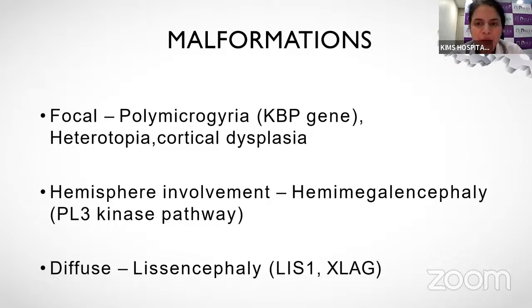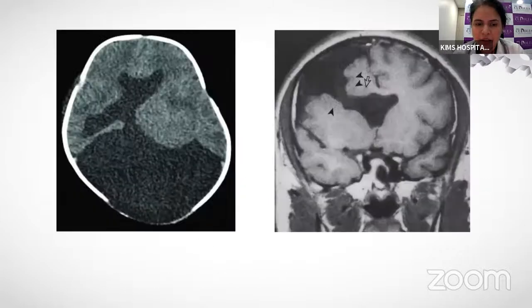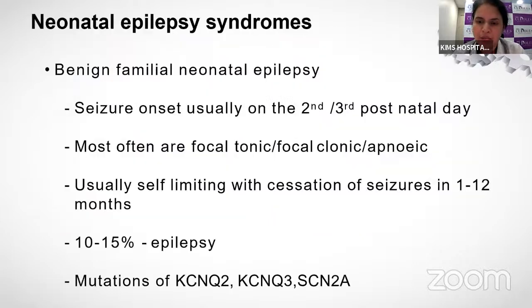The neuroimaging with MR is also useful with CNS malformations such as focal anomalies like polymicrogyria, heterotopia or cortical dysplasia, or with hemispherical involvement as seen in hemimegalencephaly, or with lissencephaly, where we would find diffuse flattening or ironing out of the sulci and gyri. So these are some images of the above three conditions. And this is a baby with a huge porencephalic cyst, and this baby seems to have a schizencephaly with a cleft-like appearance in one side of the brain.